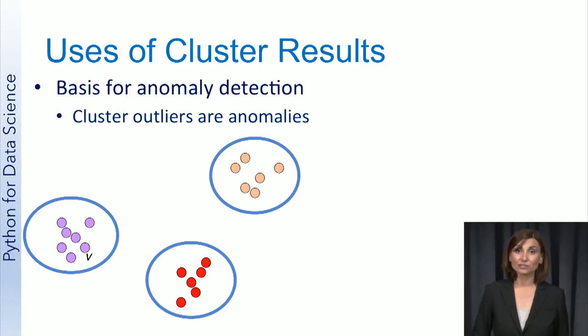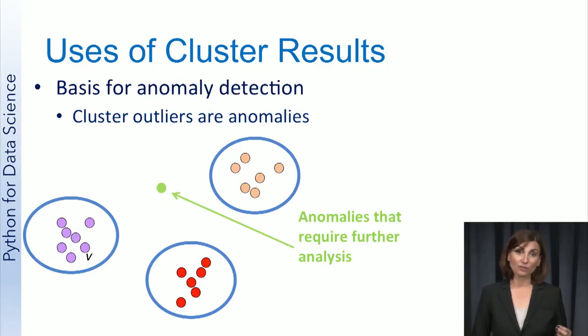Yet another use of cluster results is as a basis for anomaly detection. If a sample is very far away or very different from any of the cluster centers, like the green sample here, then that sample is a cluster outlier and can be flagged as an anomaly. However, these anomalies require further analysis. Depending on the application, these anomalies can be considered noise and should be removed from the dataset.